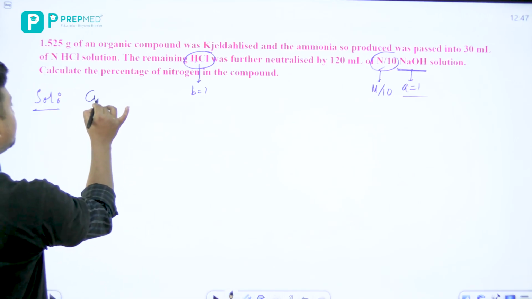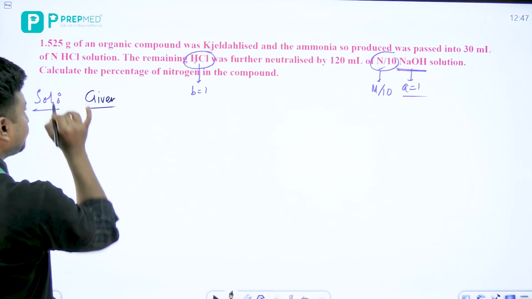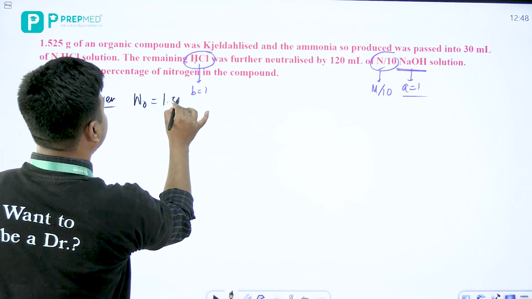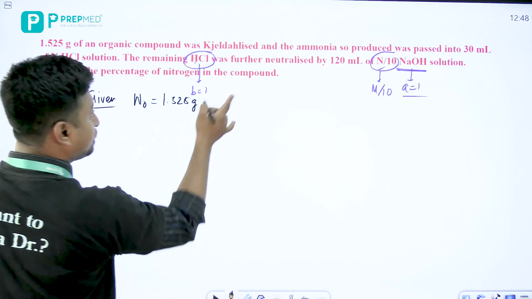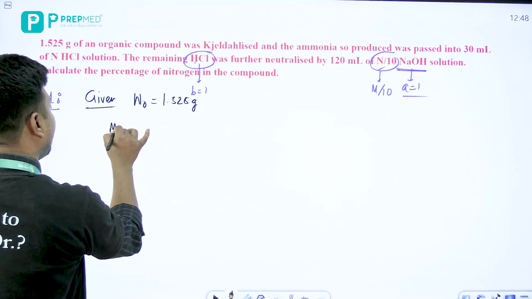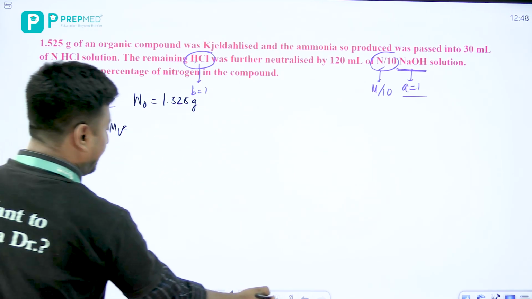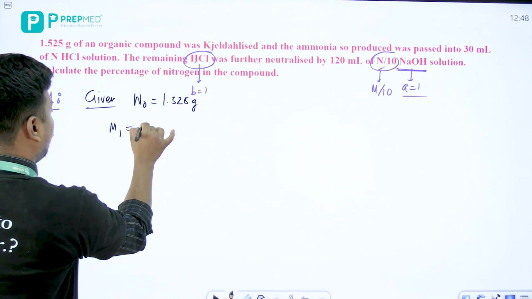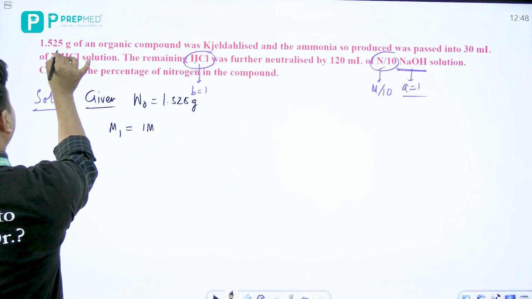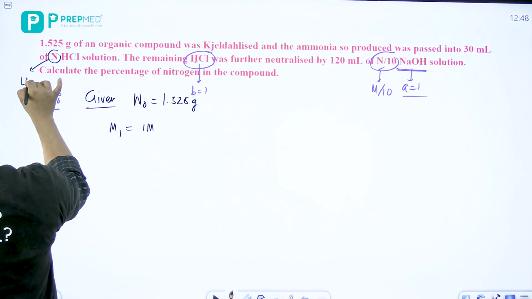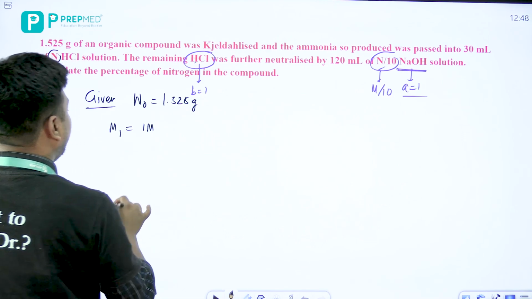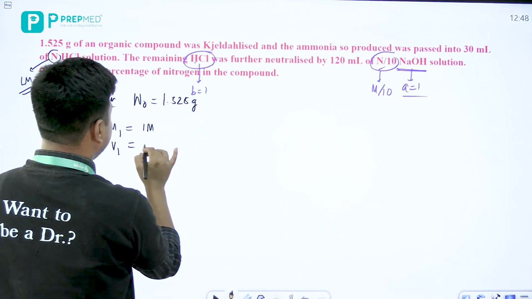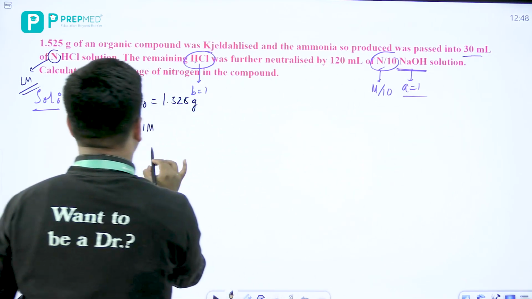So the given things are here. The W0 is given, your 1.525 grams. Okay, and your M1, that is the molarity of your HCl, that is your 1 molar. We know that 1 normal is basically equal to 1 molar, right? 1 molar, and the volume of the taken hydrochloric acid is your 30 ml.